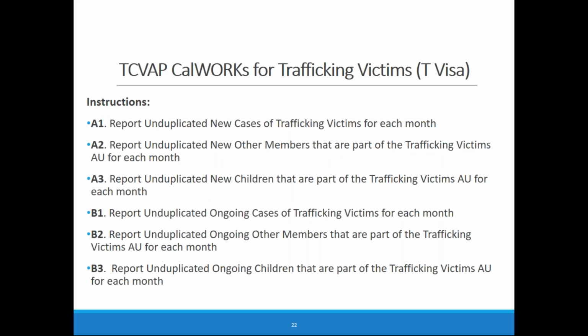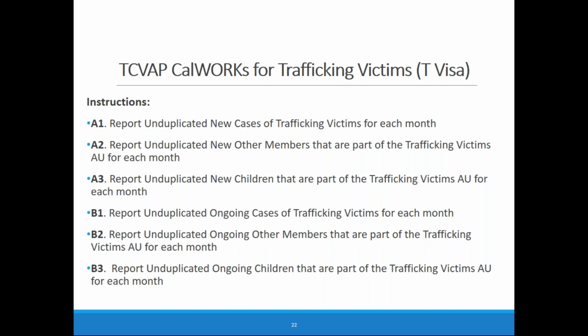The data entry for TCVAP CalWORKs for trafficking victims is divided into 6 columns. All counts are unduplicated. The first 3 columns include unduplicated new case counts. Column A1 to report new trafficking victims for each month. Column A2 to report other members that are part of the new trafficking victims assistance unit. Column A3 to report children that are part of the new cases.